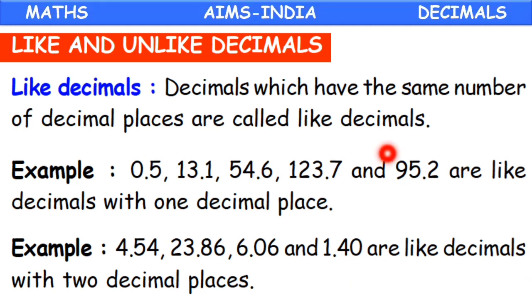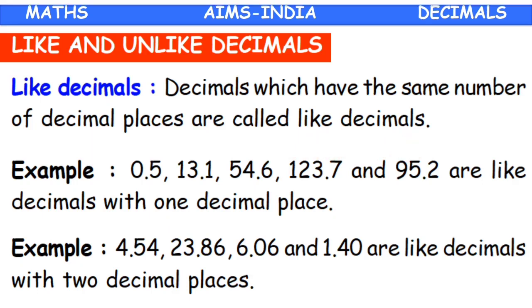Now coming to the next topic, which is like and unlike decimals. Do you remember like and unlike fractions? Yes. What were like fractions? Like fractions were those fractions which had the same denominators. So in the same way we have like decimals here. Now decimals which have the same number of decimal places are called like decimals.